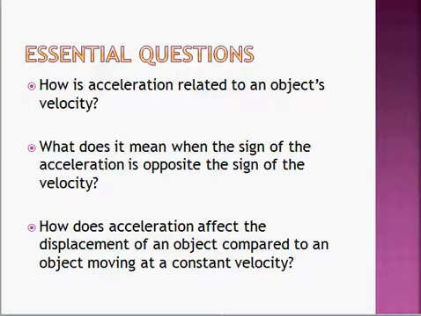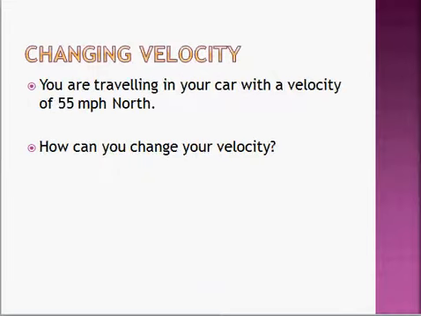So with constant velocity, we talked about how objects are continually covering the same distance each time. How does acceleration change that? To begin, we're going to pose a simple question. Let's say you're driving your car and you have a velocity of 55 miles per hour north. Again, we need that direction component in there. So how can you change your velocity? Just think about that for a second. If you're going 55 miles per hour north, how can you actually change your velocity?